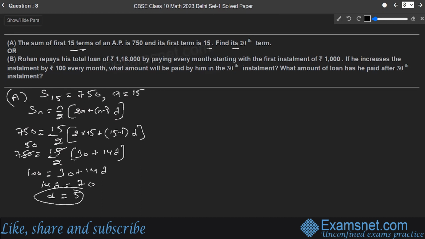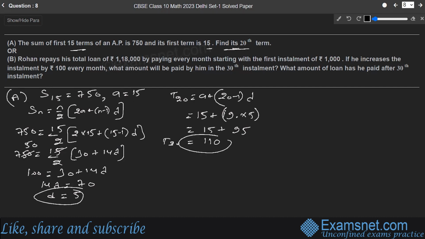So we can use this d value. He has asked us to find its 20th term. So the 20th term will be nothing but a plus 20 minus 1 d. So let us put the values. A we already know is 15, plus 20 minus 1 is nothing but 19, and the d value is 5. So this is a plus 19d. If we solve this further, this comes out to be 15 plus 95, and that is nothing but 110. So that is going to be the 20th term, which he has asked in the question. So the 20th term is 110.